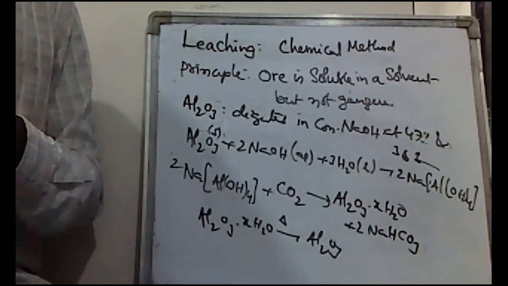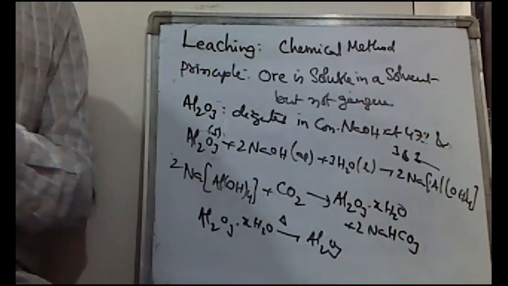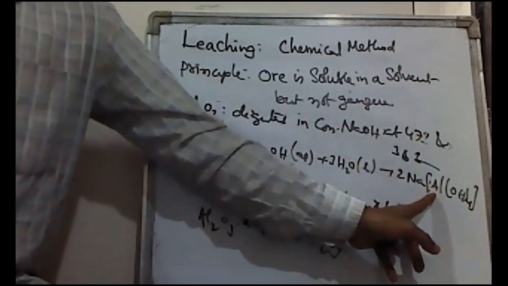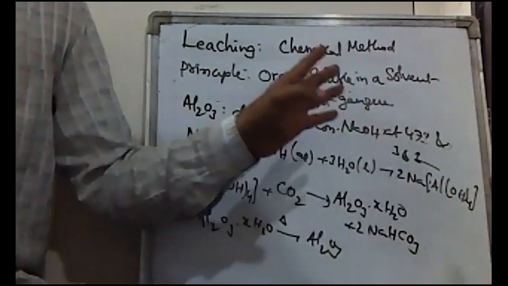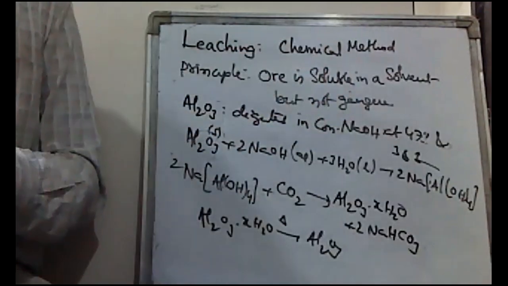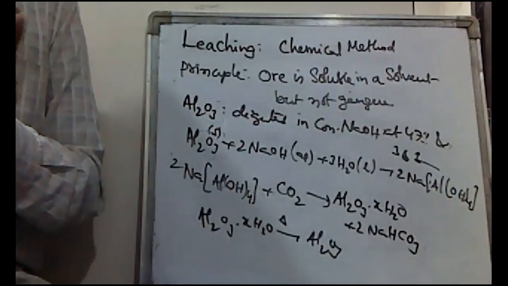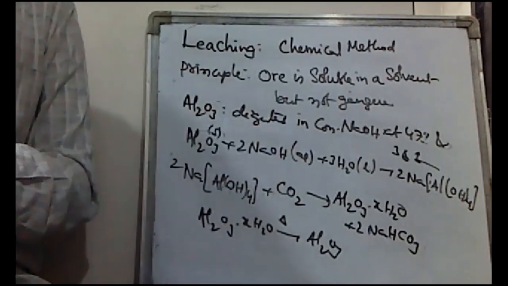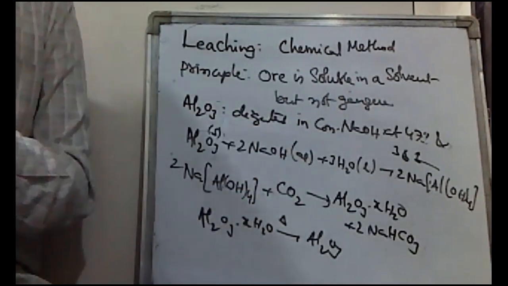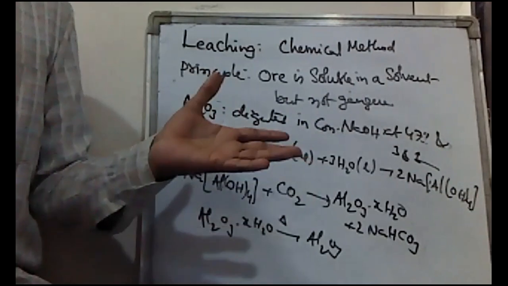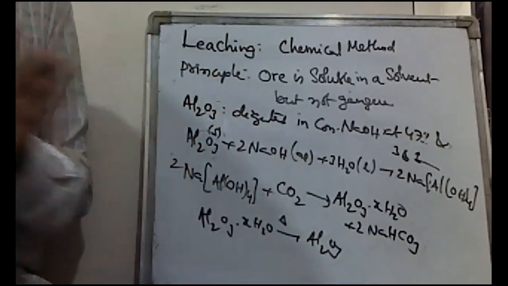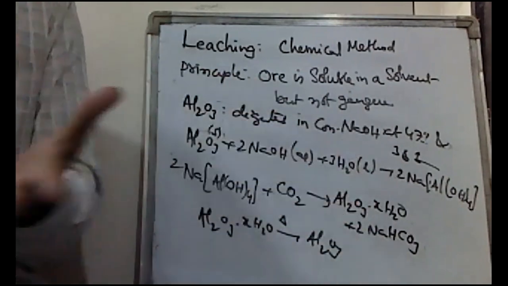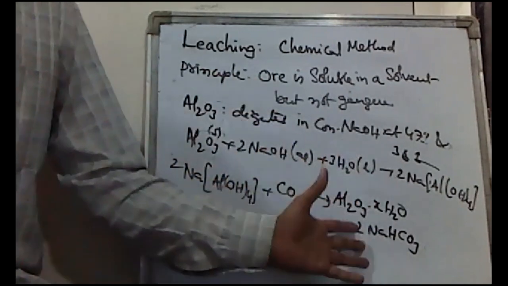So now, what are the substances present in the solution part? One is sodium aluminate, and another is sodium silicate. The other oxides, such as iron oxide or titanium oxide, are left behind as precipitates. They won't dissolve, they won't digest, they won't leach out. That's why they will be present as precipitates.